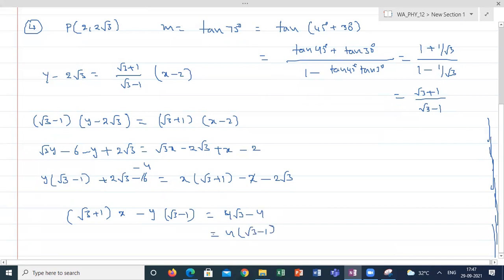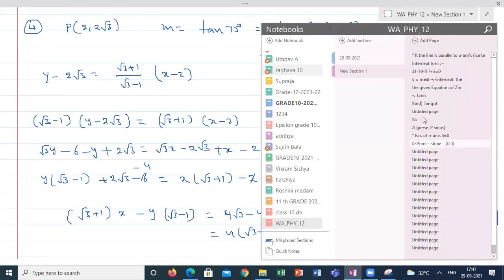So it's your wish, however you want to represent this equation, you can represent. Or you can rationalize and multiply everything with root 3 plus 1 or root 3 minus 1. It's your wish. However you want to do, you can do. Is it clear, guys, what I'm saying? Yes, sir. Yeah. The next question.